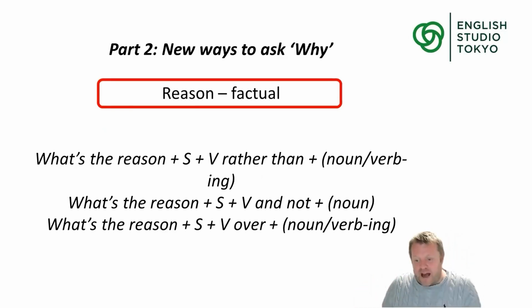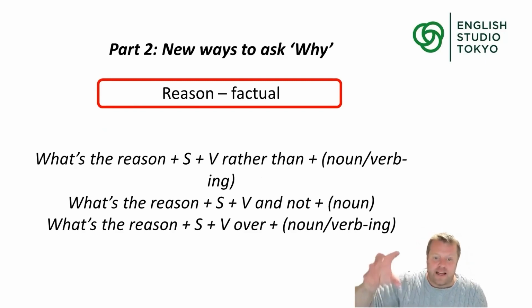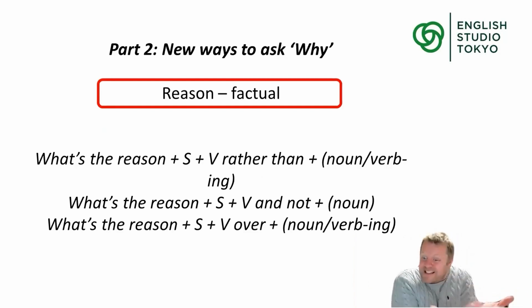As before with how come, you don't need to use these extra techniques, rather than, and, not, over. You don't need to use them because what's the reason by nature means reason. It's in the sentence, right? What's the reason? But if you want to totally remove that ambiguity, then you can keep doing that.